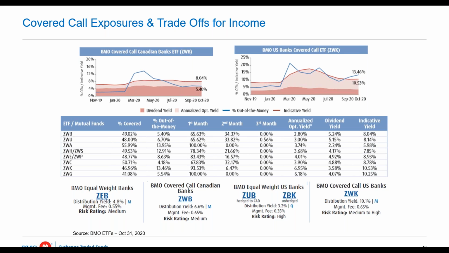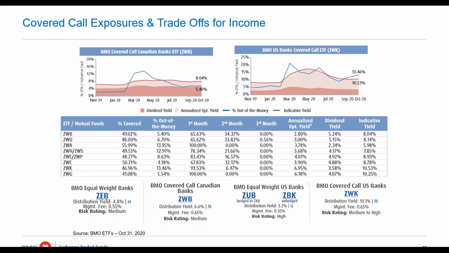And what you're seeing here is percentage cover first and foremost. You look at the ZWB and see that percentage coverage, and it's 50%. So Chris, by saying 50% covered, what does that really mean? Sure. So with a covered call strategy, what you're really doing is trading away some upside potential for current income today, or for current cash flow today. And just as an example, if you look at the bottom, we have a couple of tickers there. On the left is ZEB. It shows a distribution yield of 4.8%. That's our equal weight banks ETF, so that's basically the dividend amount. The ZWB, the one right beside it, has a distribution of 6.6%.